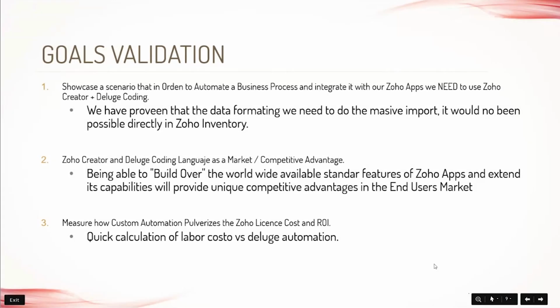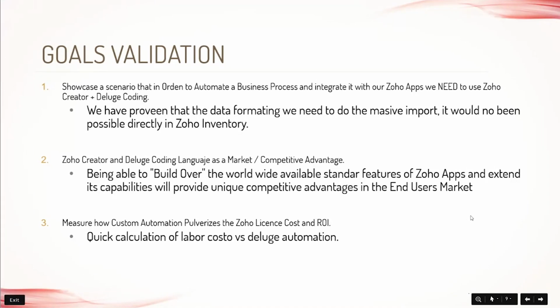Okay, so a little bit about the gold validation. We have proven that the data formatting we need to do, the massive import, will not be possible directly in Zoho Inventory. All of these instances to upload the zip file and then extract the zip file and do it in a timely manner, and then sending. Right now, I'm just sending 6, but we can do a different trigger to send X or Y files into the system. So this is why I do recommend getting into your tool asset creator to work with the tools.